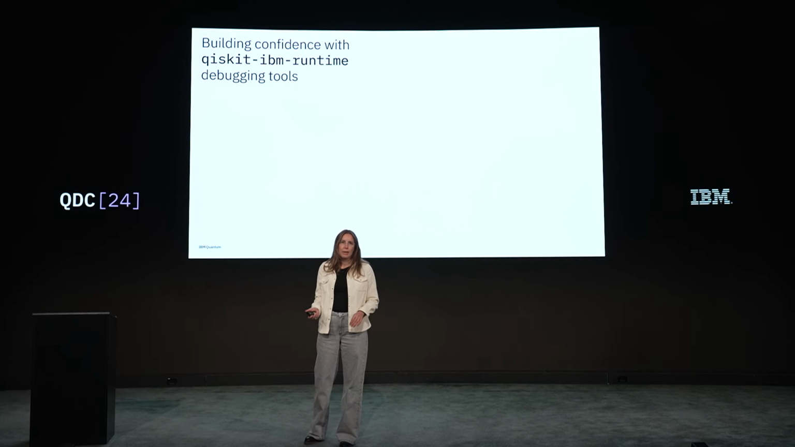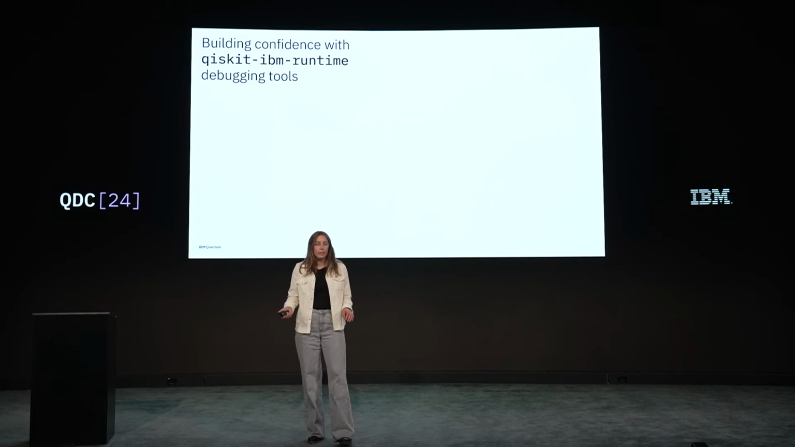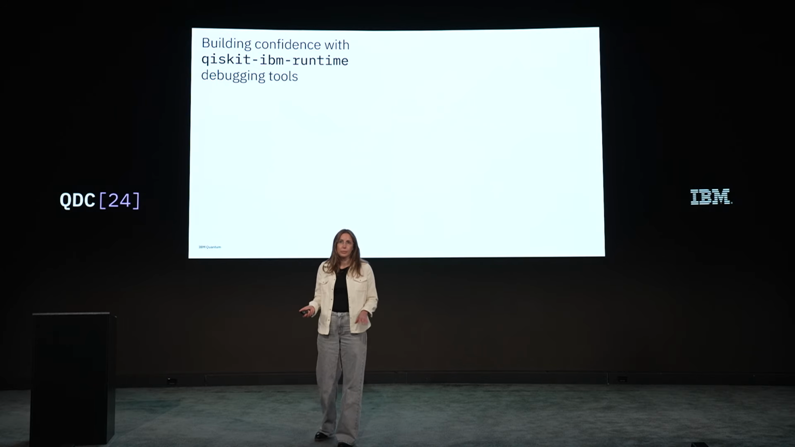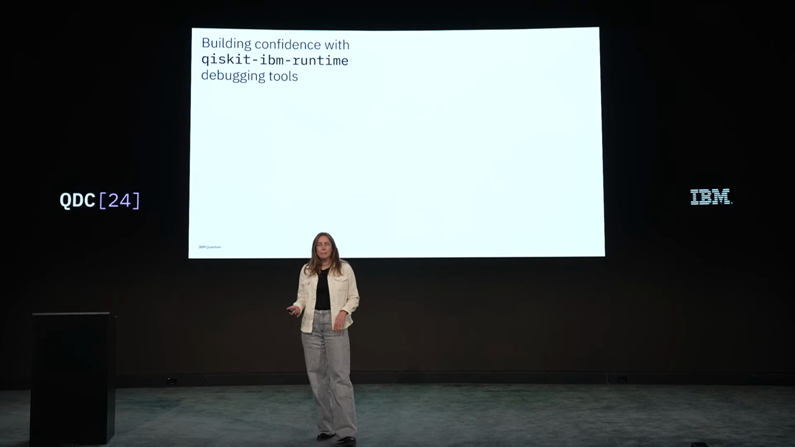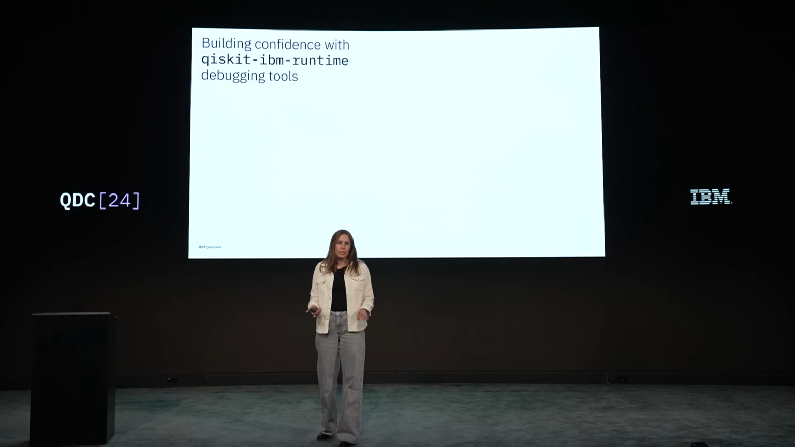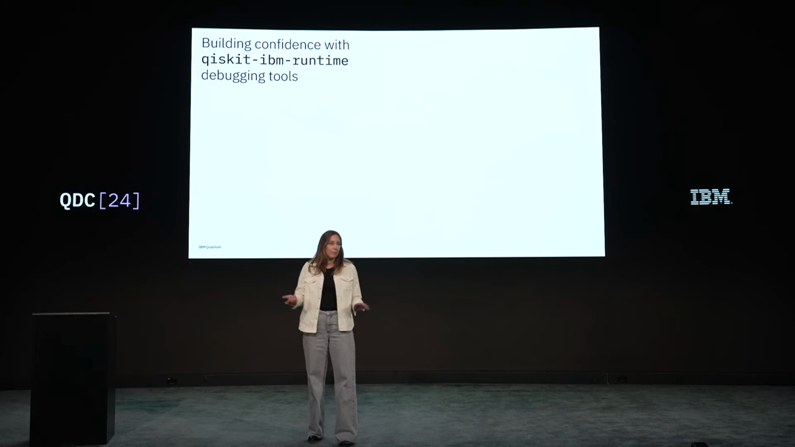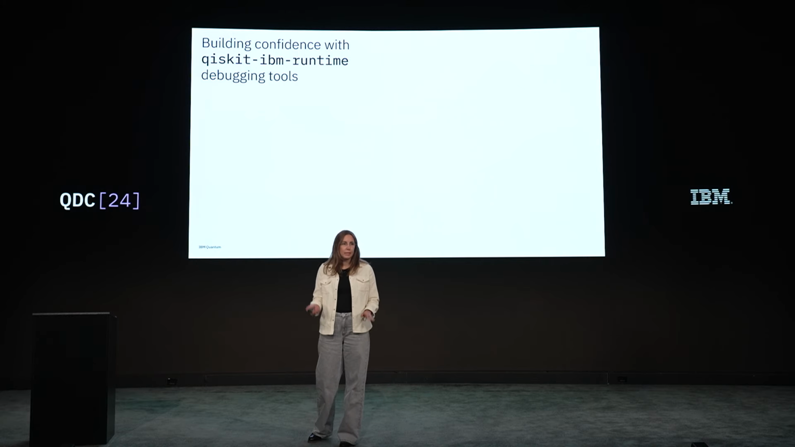So here, I'm going to talk now about this third part, which is all about building confidence. Specifically, I'm going to talk about how to build confidence using the Qiskit IBM runtime debugging tools. Qiskit IBM runtime is a Python package that you install locally on your machine, and it provides you the interface to interact with Qiskit runtime. This is the Python package you use when you, for instance, submit your jobs and you want them to run on the IBM hardware.